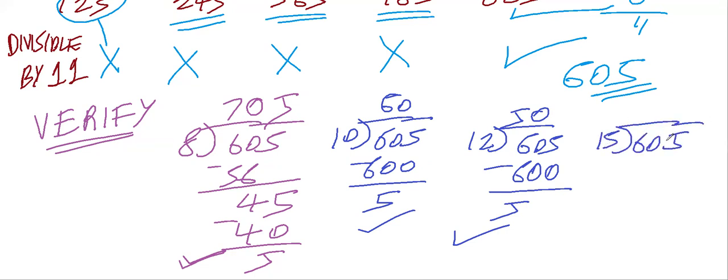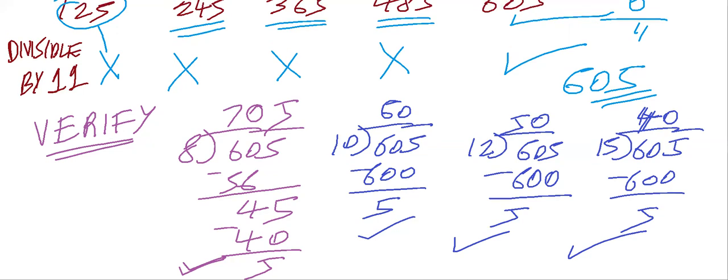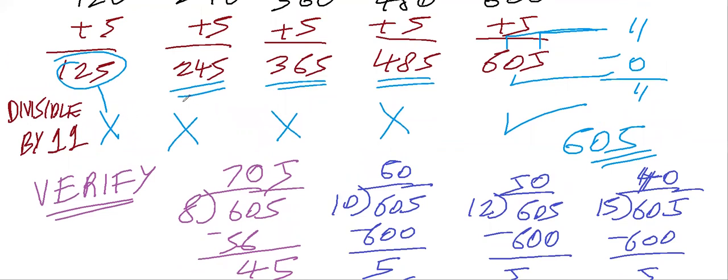Next will be 15. 15 and 605. 15 into 40 is 600. The remainder is 5. So in all the cases the remainder is 5, and that number should be completely divisible by 11, which we have already seen. The other numbers are not divisible by 11. Only 605 is divisible by 11. So my answer is 605, which is verified. Got it?